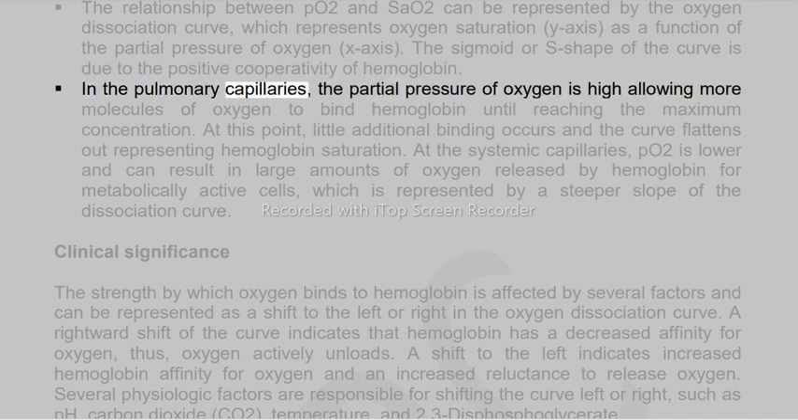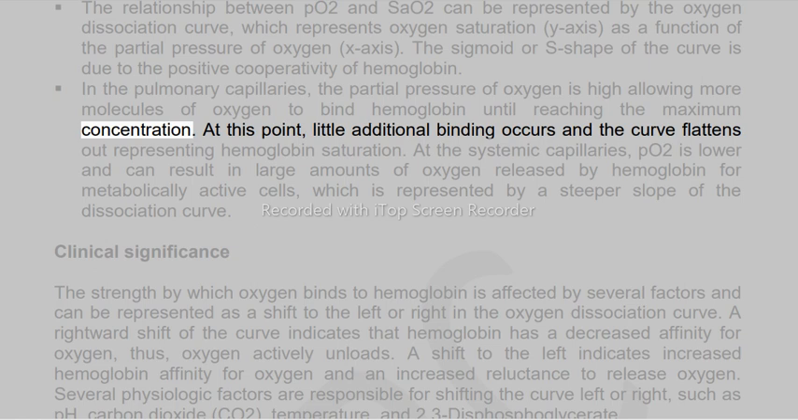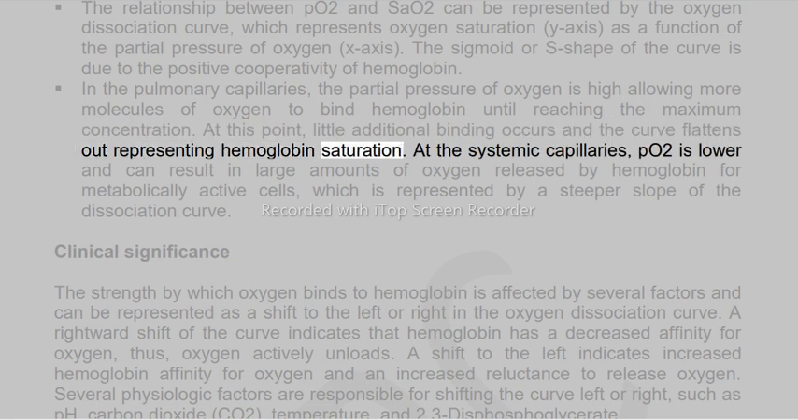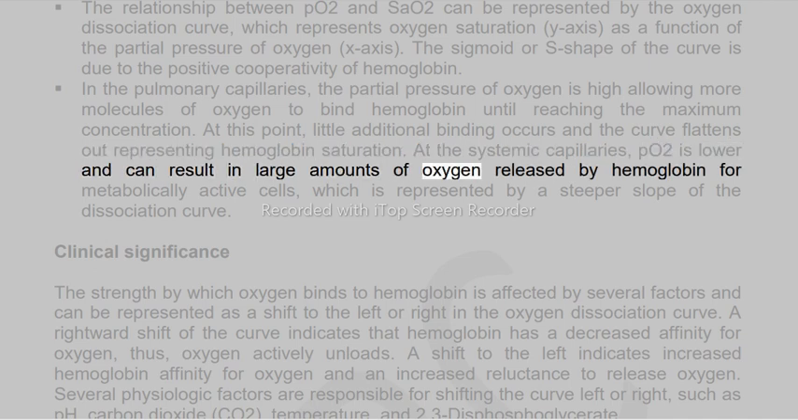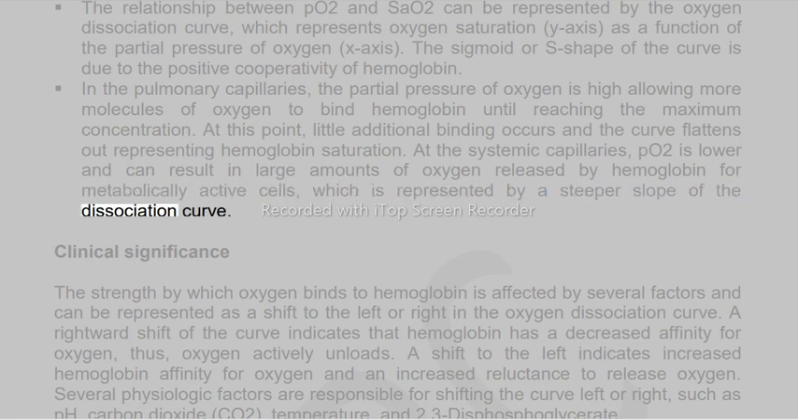In the pulmonary capillaries, the partial pressure of oxygen is high, allowing more molecules of oxygen to bind hemoglobin until reaching the maximum concentration. At this point, little additional binding occurs and the curve flattens out, representing hemoglobin saturation. At the systemic capillaries, PO2 is lower and can result in large amounts of oxygen released by hemoglobin for metabolically active cells, which is represented by a steeper slope of the dissociation curve.